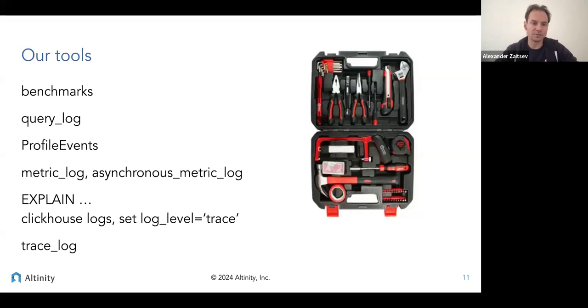ClickHouse has a very convenient query log where you can find the query times. You can easily use the query log in order to find the slow query. And in addition to just query times and memory usage, it also exposes profile events, which record a lot of internal metrics about what was happening during the query execution. For example, how many files have been opened, how much data has been read from the disk, and so on and so forth.